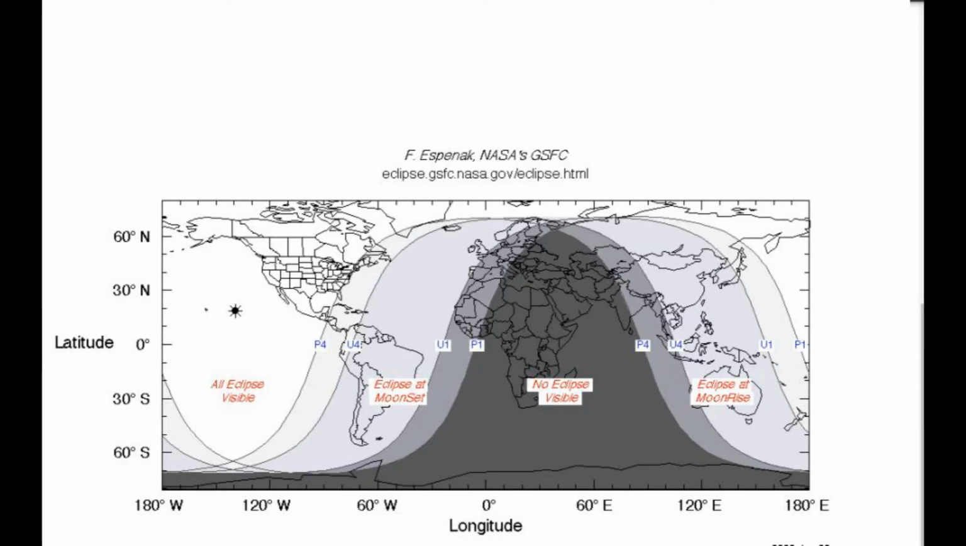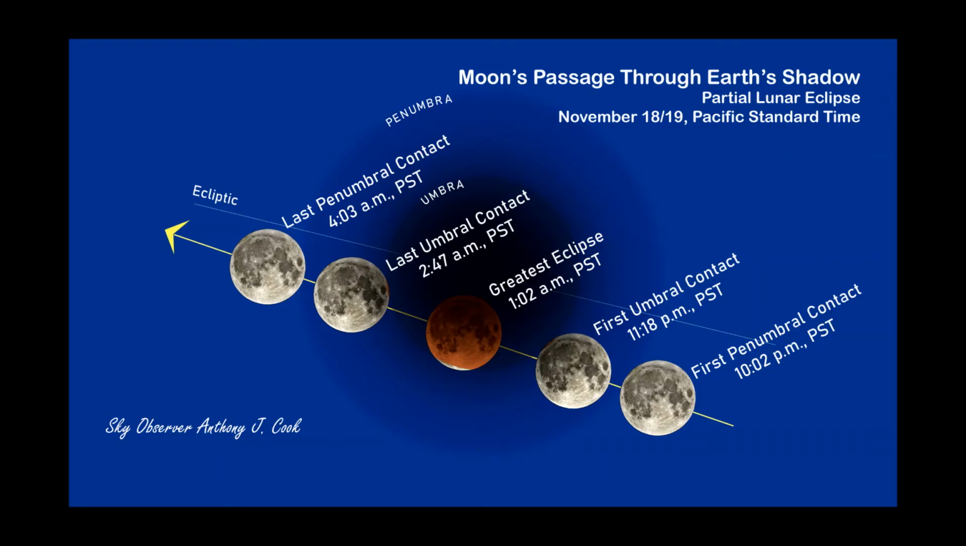In Central Europe, through Africa, the moon is setting just as the eclipse starts. North and South America get a pretty clear view of nearly the entire eclipse, while the eclipse is ending just as the moon is rising in parts of Asia.